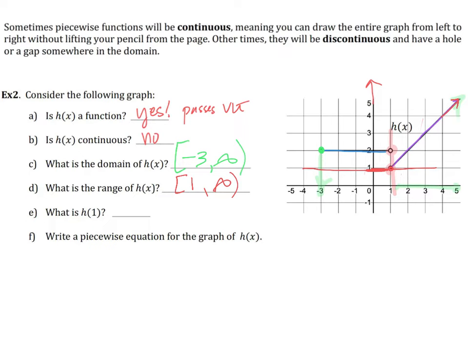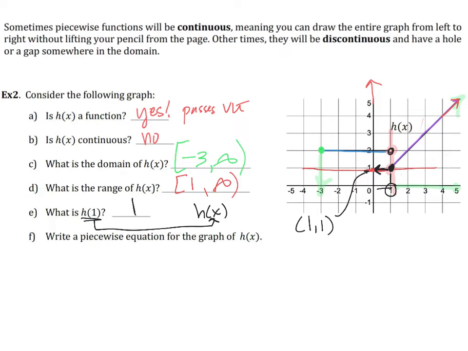Finally, we have here, or not finally, but it says, what is h of 1? So this means, right, h of x, well, they substituted in 1 for x. So if I go to 1, plug in 1 for x, what is my answer? Well, this is where the closed circle is. This is where the open circle is. So naturally, I'm going to look at where the closed circle is. So the ordered pair, or the y value that is associated with the x value 1, would also be 1. So the answer to part E is 1.